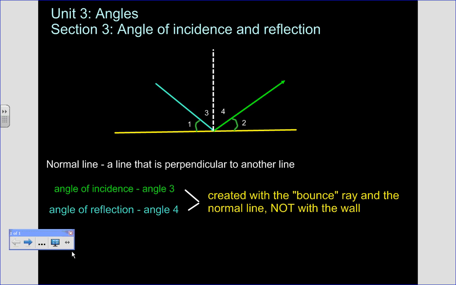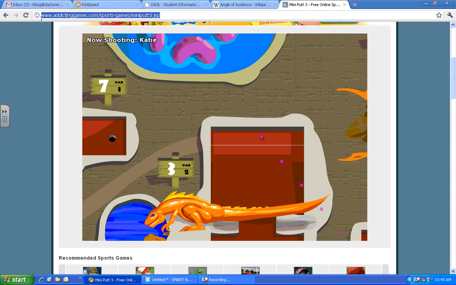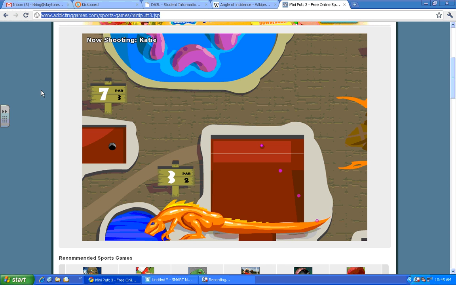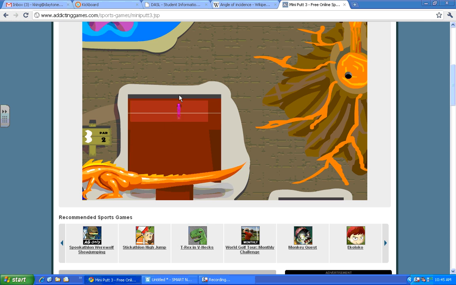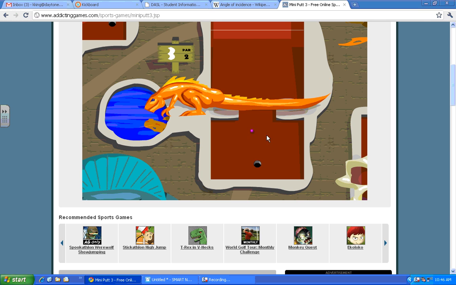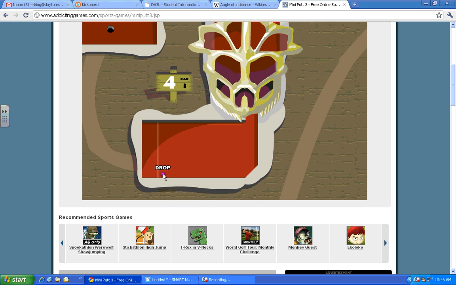Just so you know, if you would like to play a little putt-putt in your free time, I, of course, found this one on addictinggames.com, which I'm sure your parents will love that I've told you how to find that. I made it. Yes. I could probably sit here and play putt-putt all day, but that's because I'm weird.